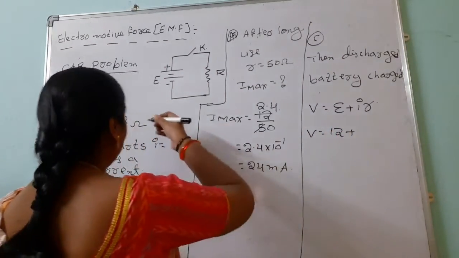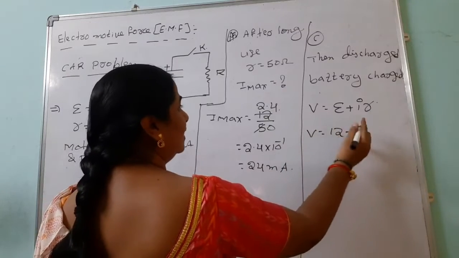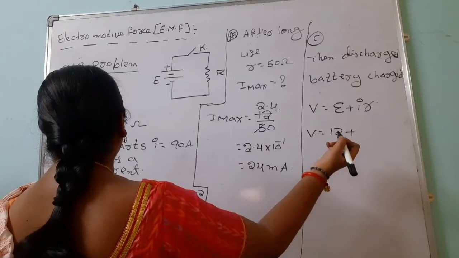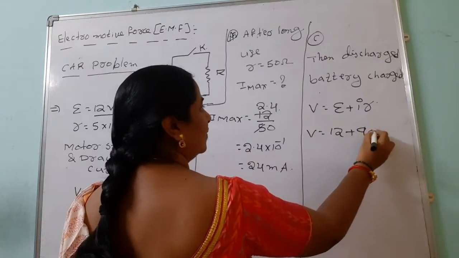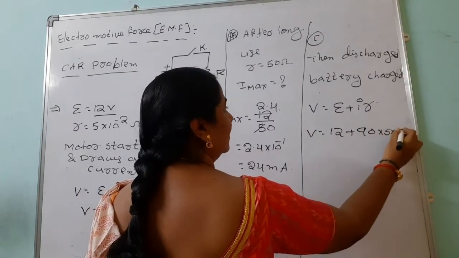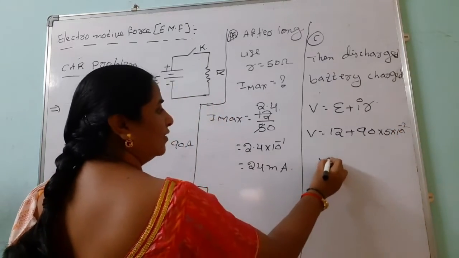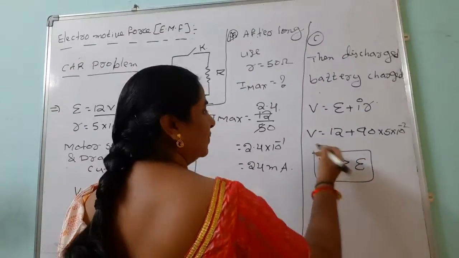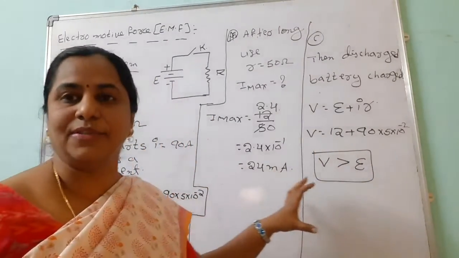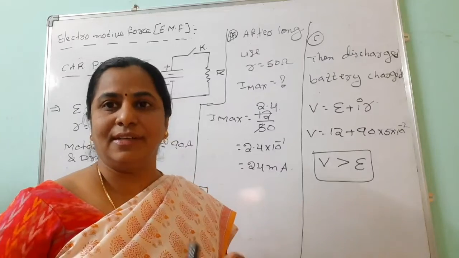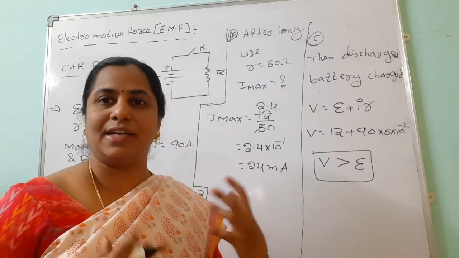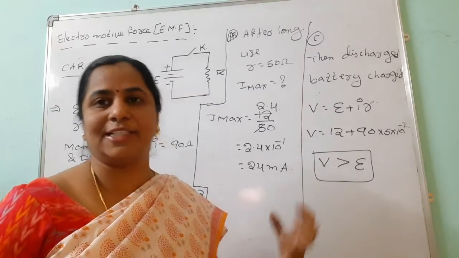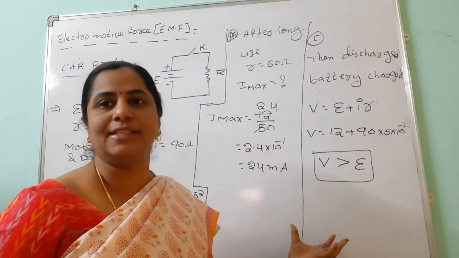The current depends on the situation, so we have to do the calculations. Here the current is 90 amperes and the internal resistance is 5 into 10 to the power of minus 2. After simplification, V must be greater than the electromotive force. So practically we can observe the battery in the case of charging and in the case of discharging. If we keep running, the internal resistance increases and we see how much maximum current it draws. These are the examples.